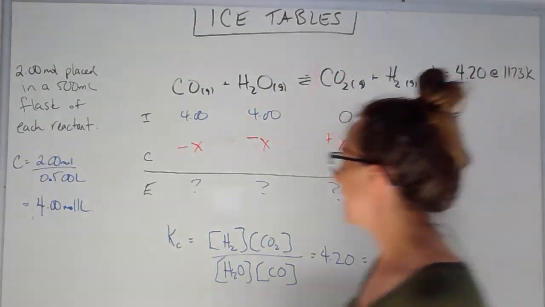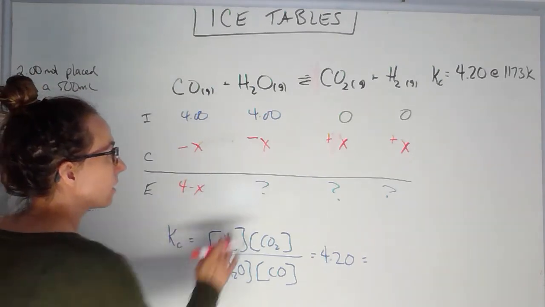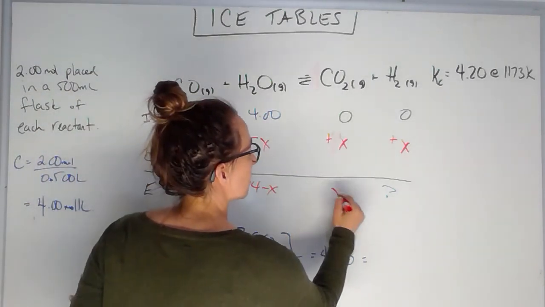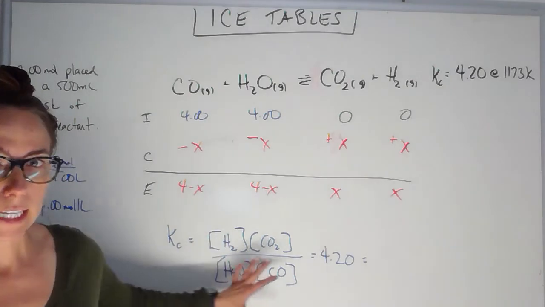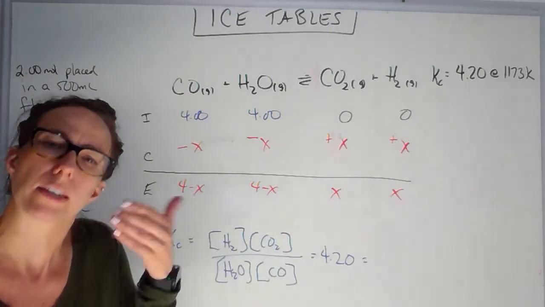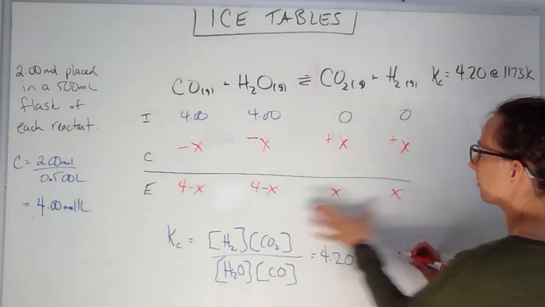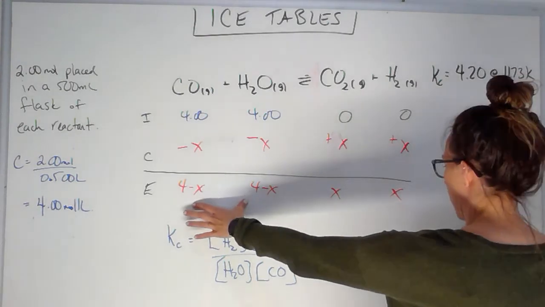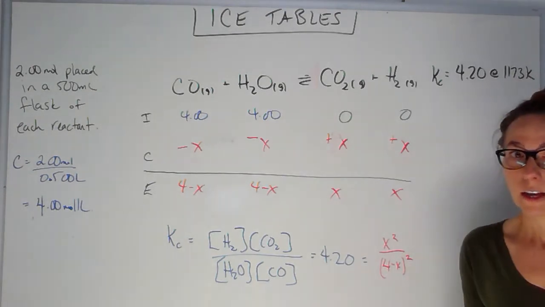Okay, so now I know that this is going to be 4 minus X. I know that this is going to be 4 minus X. I know that this is going to be X, and I know that this is going to be X. So now I can plug all these X's into this expression, and maybe I can solve for X. So my 4.2 is going to be these products. X times X is X squared. Divided by these, so 4 minus X squared.